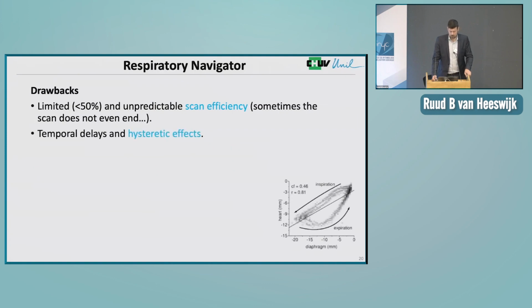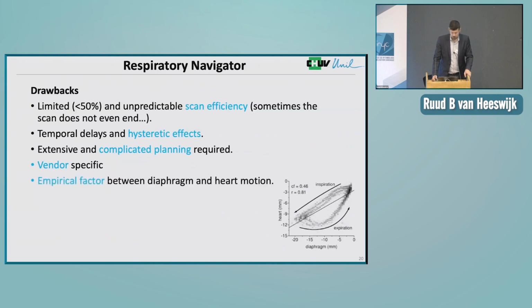There are some temporal delays and hysteretic effects. So as you can see in the diagram on the bottom, not all people breathe in and breathe out the same way. And that changes the relation, of course, between the diaphragm position and the position of the heart. Placing this navigator, which is sometimes a crosshair or sometimes a dot and so on, that needs to be in a very exact position, is a relatively complicated planning for the technicians, so they don't like it either. And it's of course a point that goes wrong. Each vendor has their own solution for this as well.